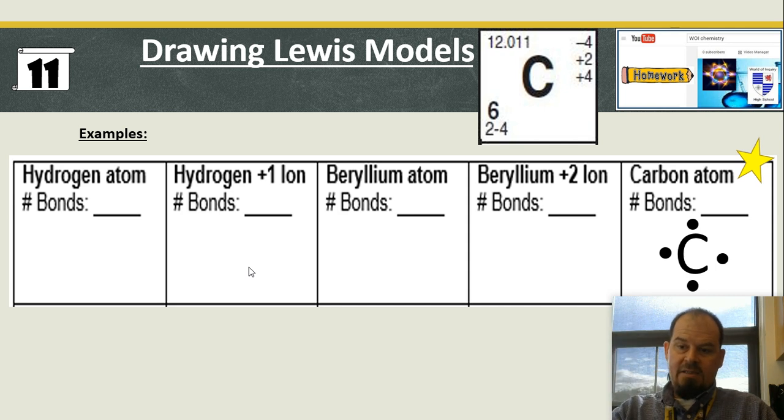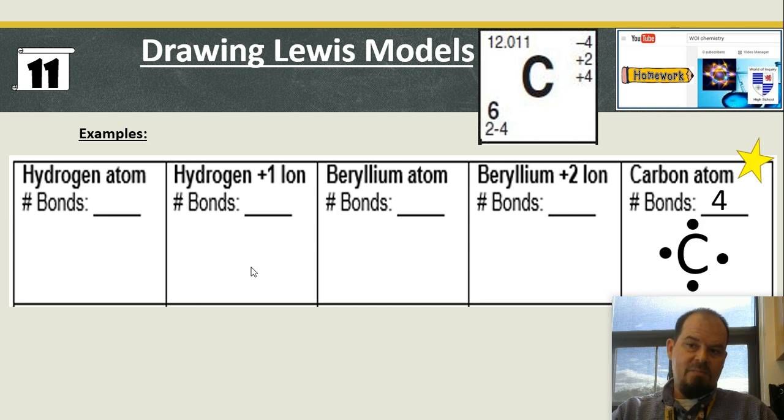North side, east side, south side, west side. Okay. Now looking at it, I see I have 1, 2, 3, 4 unpaired electrons, so carbon makes 4 bonds. This is what you need written there. Make sure there's a star because carbon and silicon break the rules.